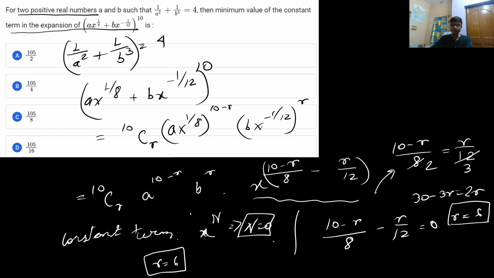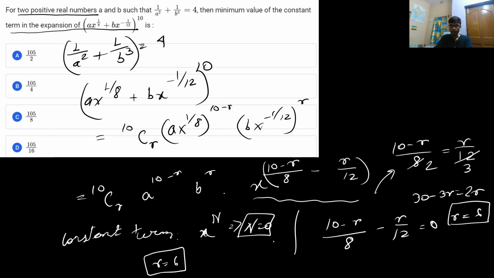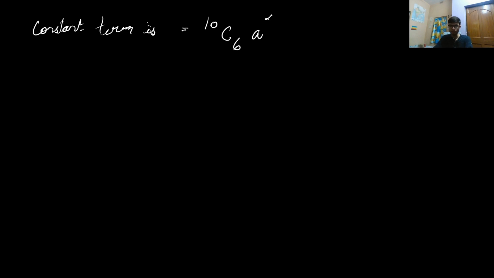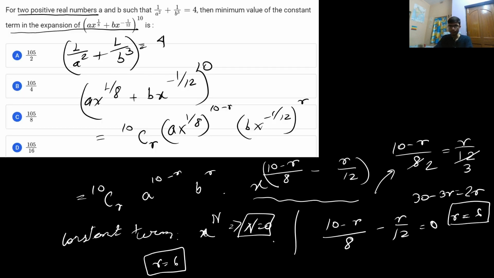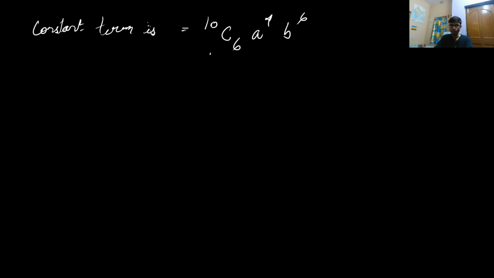That means the general term will look like, such that the minimum value of the constant term. So the constant term is equal to 10Cr, and r will be 6, so 10C6, a to the power 10 minus r, that is a to the power 4, and b to the power r, that is 6. So this will be the constant term. So you have to look for the minimum value of the constant term.